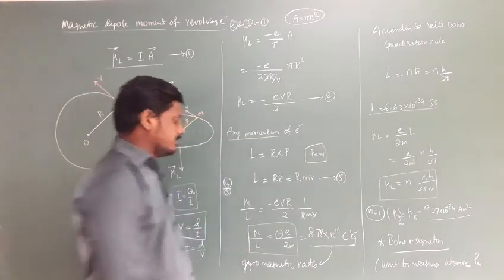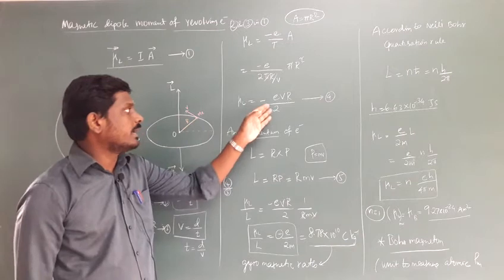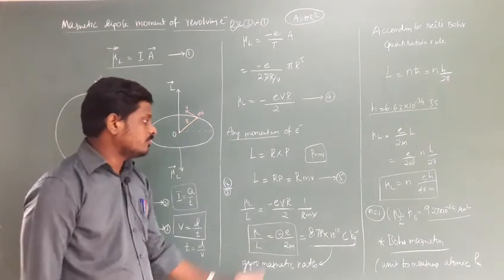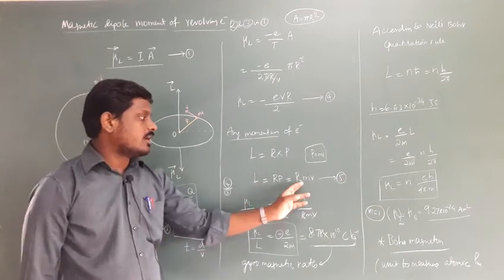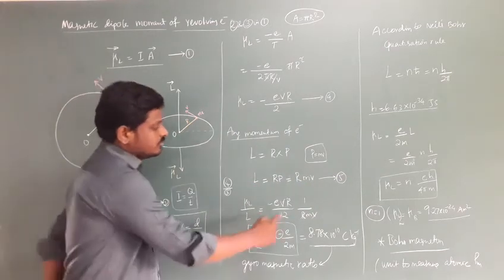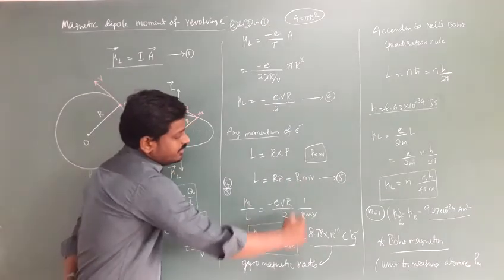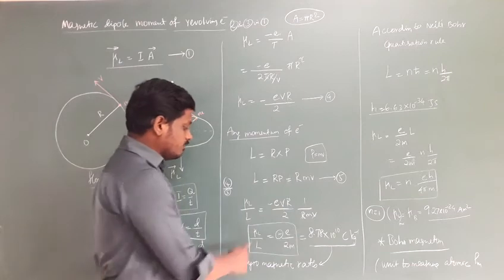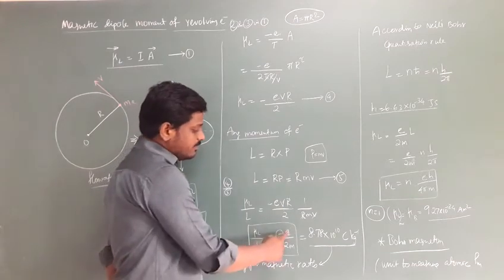So μ_L by L. We already know that μ_L is equal to −evr by 2, which is equation number 4, and the angular momentum is m v r. Then μ_L by L is equal to −evr by 2 times 1 by mvr. The r and v cancel, and finally we get μ_L by L equal to −e by 2m.